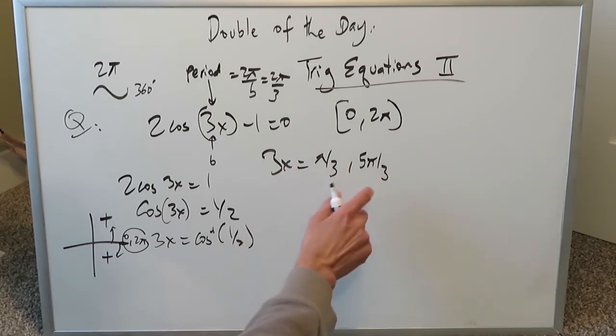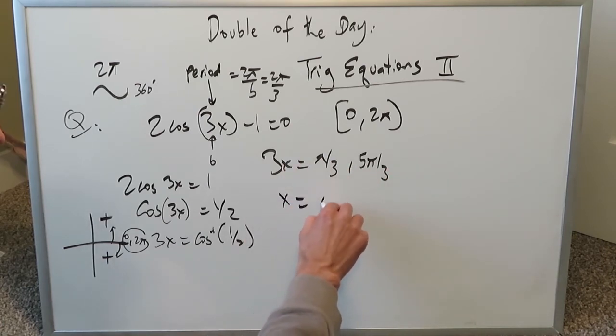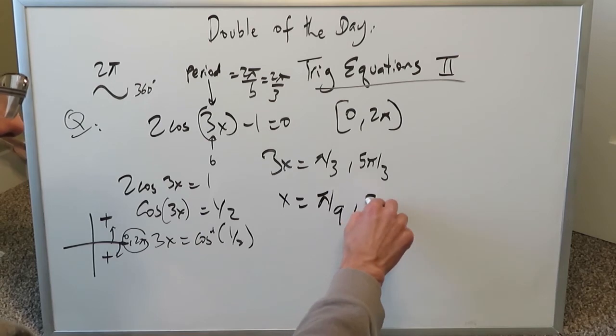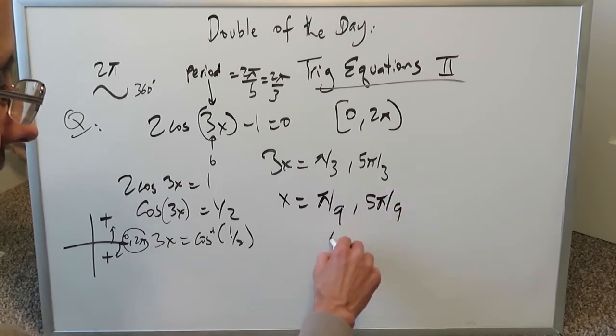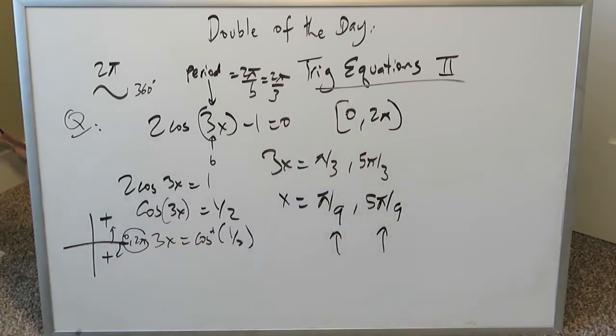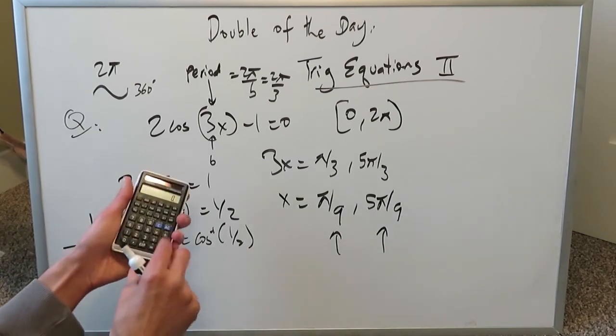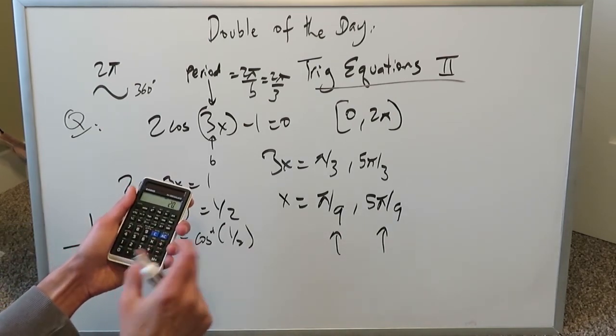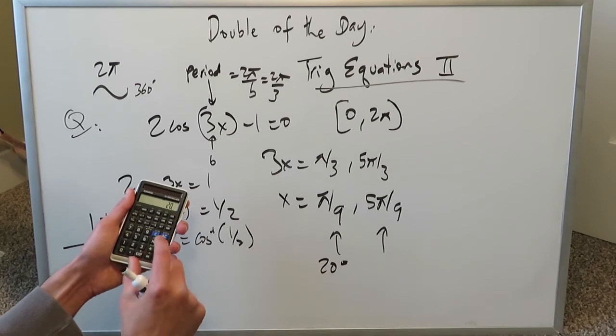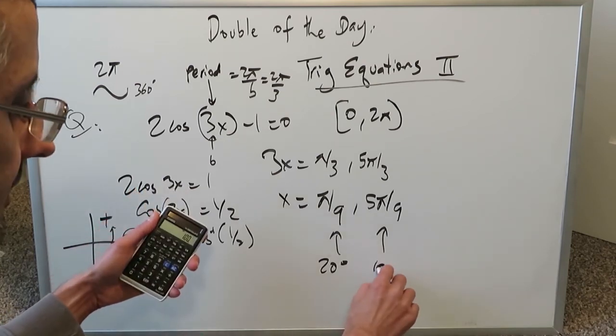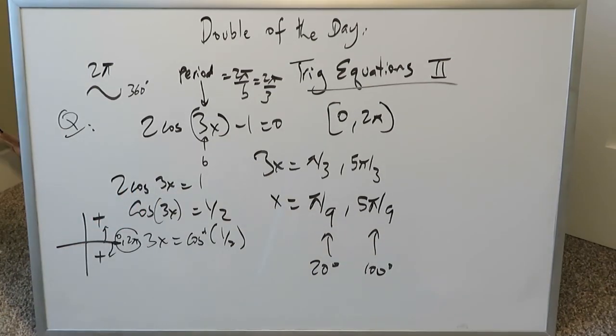3x is equal to pi over 3 and 5 pi over 3. Therefore, x is equal to pi over 9 and 5 pi over 9. And these are your solutions which fall within this domain. And you can calculate what these are. 180 divided by 9, that's 20 degrees, and multiply that by 5, that's 100 degrees. So seemingly we have two good solutions there, 20 and 100.